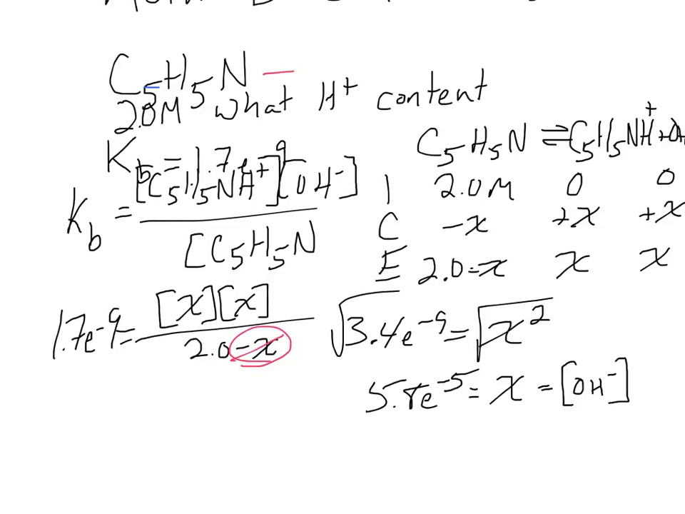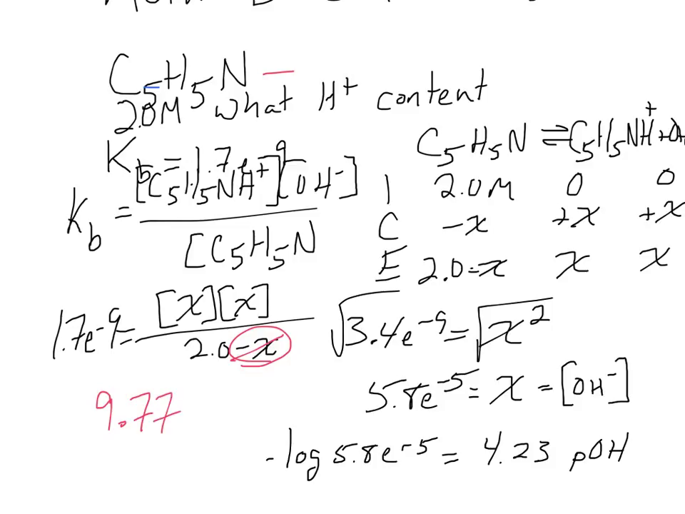So if you're asked to solve for pH, what you would have to do is take the negative log of 5.8 e to the negative 5th, and that would give you the pOH value. So 4.23 is your pOH, and if you subtract that from 14, you're going to get a final answer of 9.77 as your pH. So that's how you solve for those type of problems.